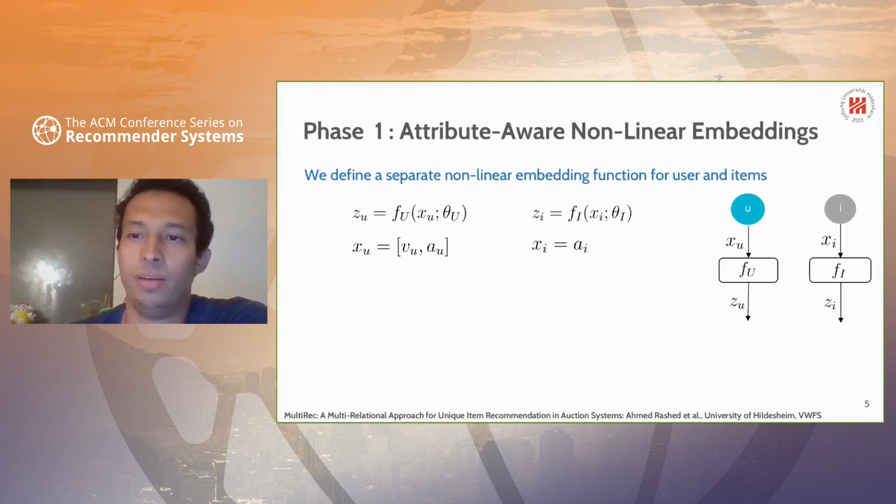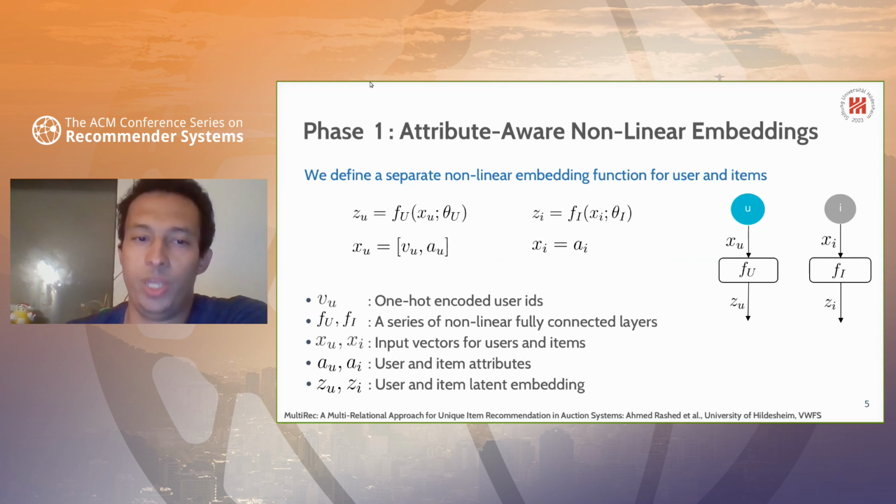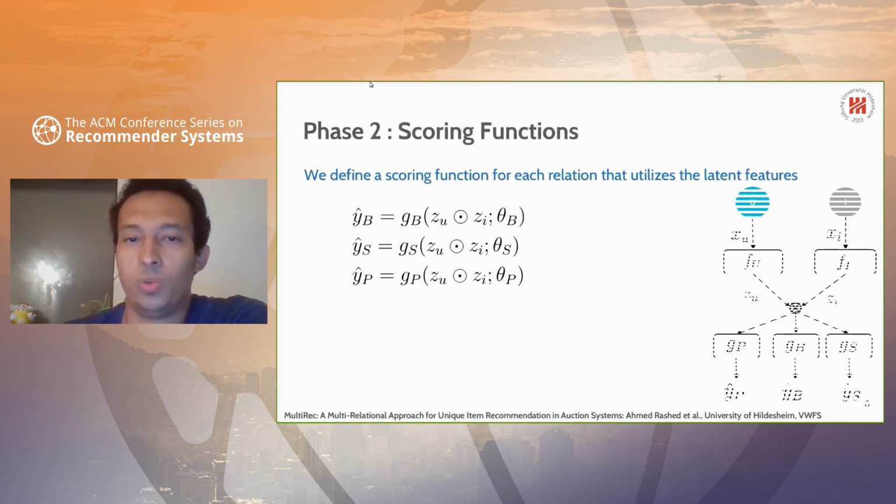So we simply feed the features through an embedding layer. Let's say in this case, FU is an embedding function, which can consist of multiple fully connected layers, where in the case of users we use the user ID and his attributes. So it's a personalized embedding function. And in the case of items, since we can't use IDs, it just uses item attributes. Once we have extracted the latent embeddings for users and items, we feed those embeddings into a scoring function.